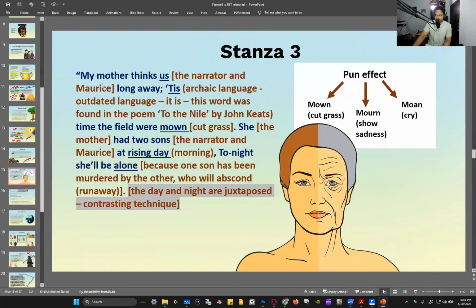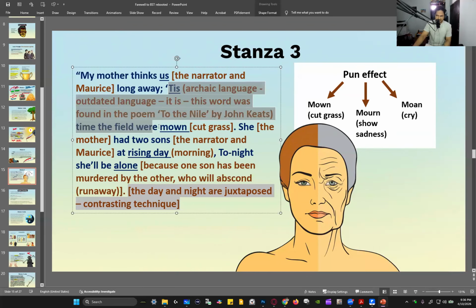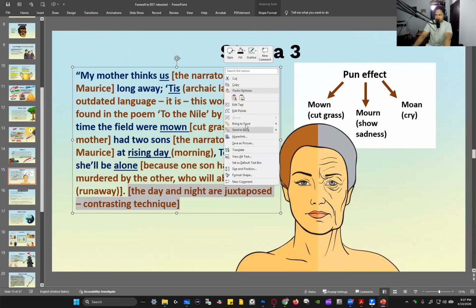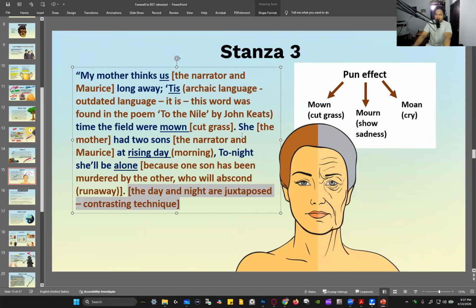Look at stanza number 3. My mother thinks us long away, 'tis time the field were mown. So what were the narrator and Maurice doing? They were mowing the field, right? They were cutting the grass. Mowing means cutting grass. 'Tis time the fields were mown. This part in stanza number 3 is very important.